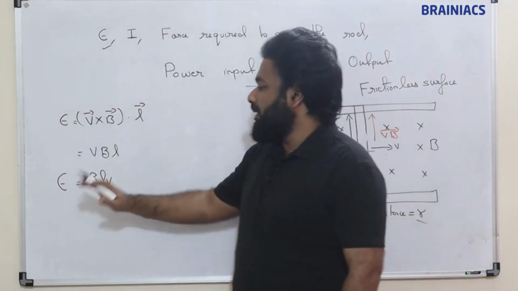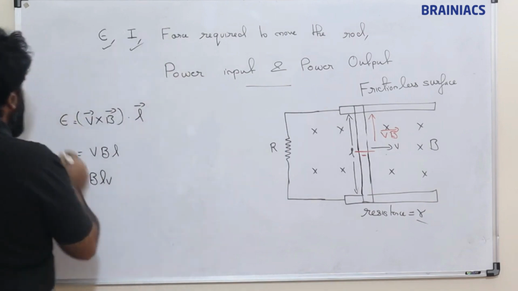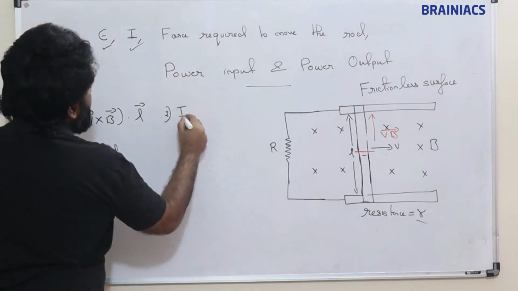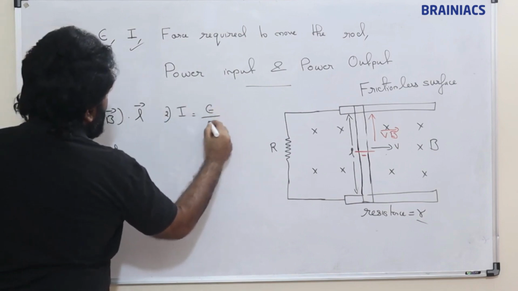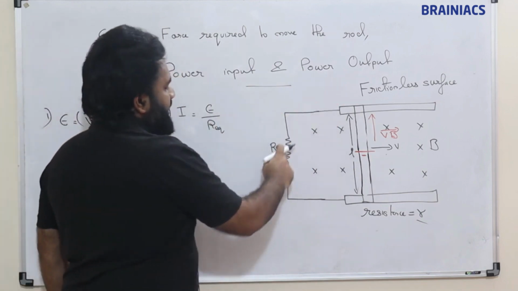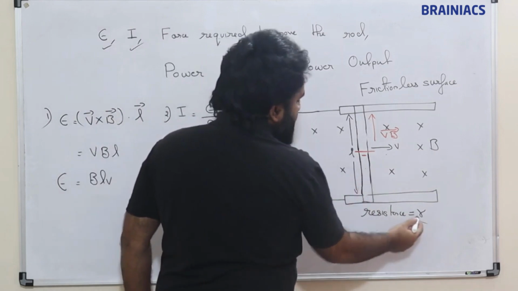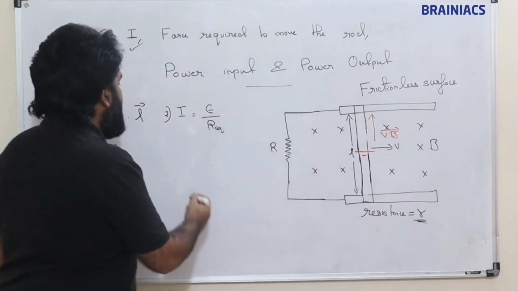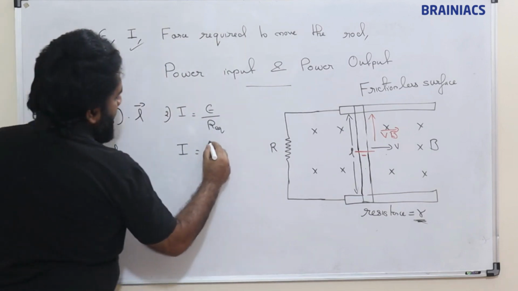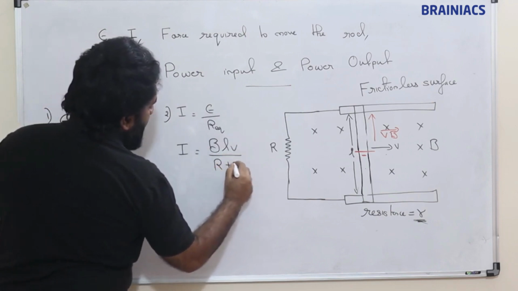Already we have seen many cases. Next, suppose we need to find the current. If we need to find current, I is equal to E by R equivalent. So if this conductor is connected to a resistance capital R, and this rod has a resistance small r, then we can write I equals EMF, which is BLV, divided by R plus r.